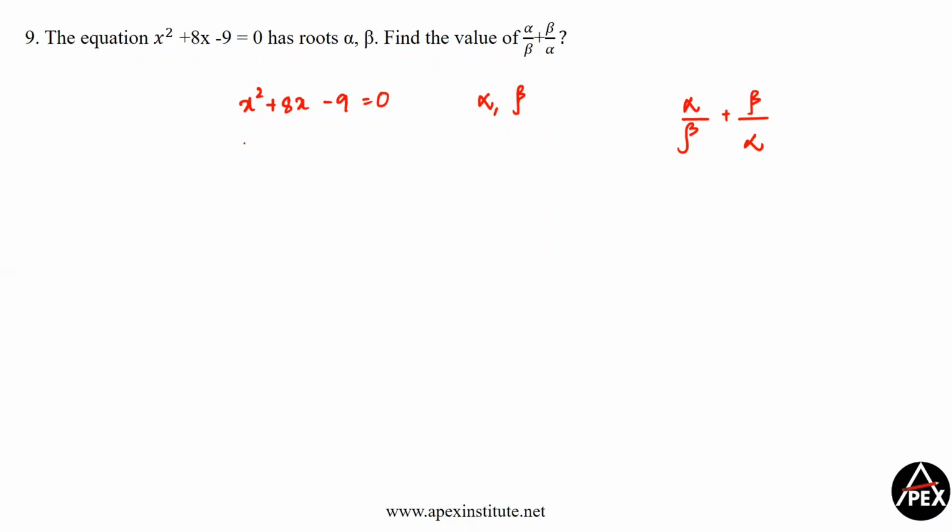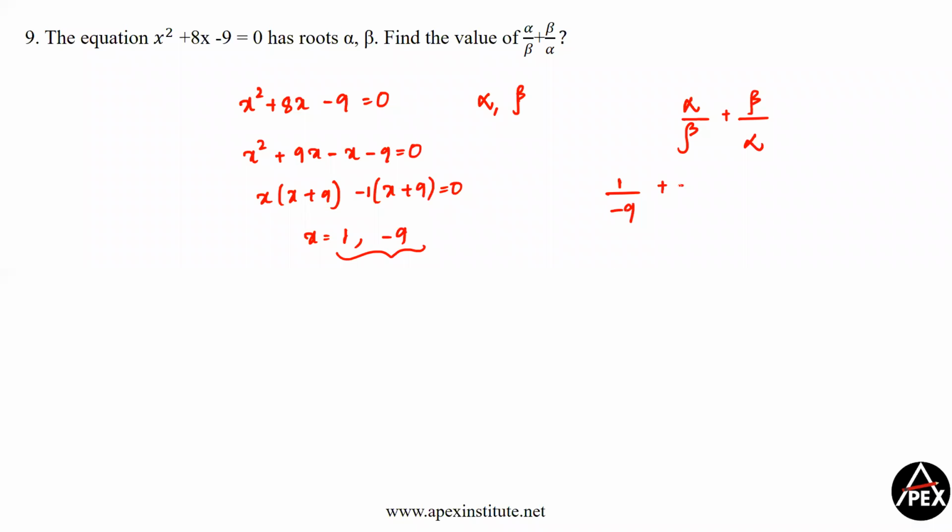The roots of this equation, by using the factorization method: x square plus 9x minus x minus 9 is equal to 0. So x into x plus 9 minus 1 into x plus 9 is equal to 0. So the roots of this equation will be 1 comma minus 9, isn't it? Let us consider the value of alpha as 1 and beta as minus 9. So 1 by minus 9 plus minus 9 by 1. This is nothing but minus 1 minus 81, so this will be minus 82 by 9. So this is one way of doing this.